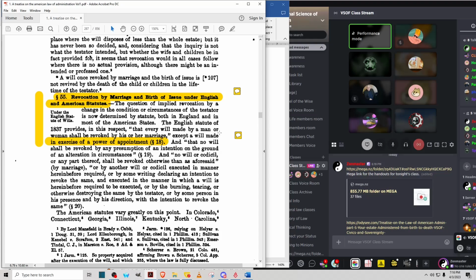But this is an interesting thing, that every will made by a man or woman shall be revoked by his or her marriage. So you're not married, you're single, you have a will. As soon as you get married, what this is stating is that past will is then revoked, because you then enter into the connection with your spouse and the covenant that goes along with that, and ultimately the creation of your own house and your own family, which then creates a separate and different shield of law, if you will, around the property of those that are now under the house, which includes the man's property.